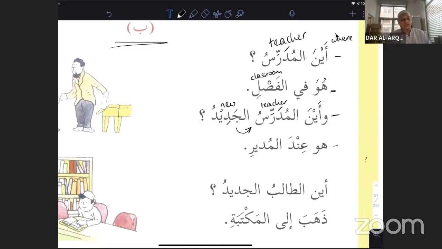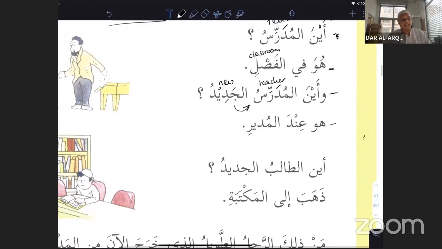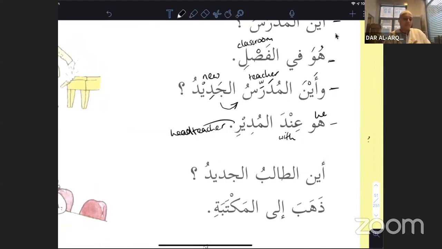Okay. Next line. هو عند المدير. The meaning is he is with. Mudir means headmaster or head teacher. That's right, head teacher. Again, excuse my handwriting. All right, I'll try to rush. But inda here, like I said, gives a very temporal meaning. So it doesn't mean that the teacher is going to be with the headmaster for the whole day. It just means he's with him, he's going to leave him soon.